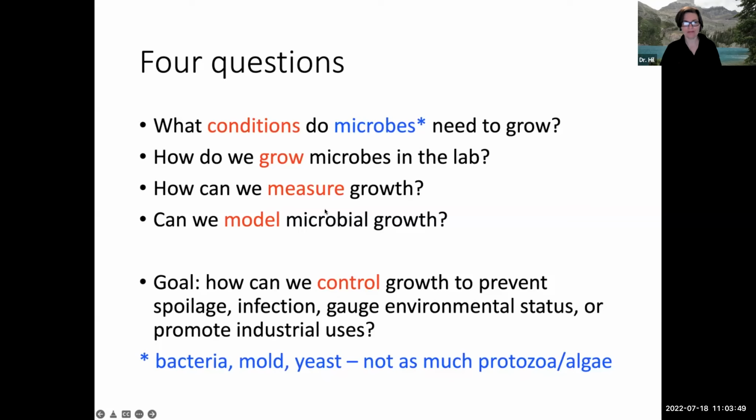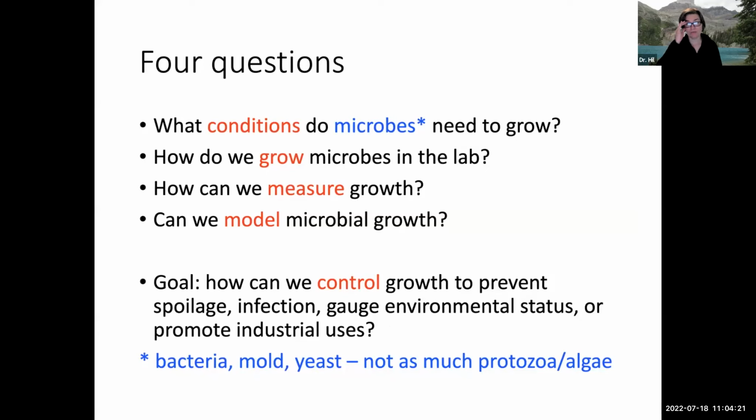The goal of all of this is in part, at least, to control that growth, either to prevent microbes from doing things we don't like, hurting us or making our food go bad, or to understand what they're doing in the environment that is important, or things that we might be using them for. And also, if you want to, for instance, use microbes to make beer or make cheese, you need a lot of control over what's happening if you want to get the desired result.